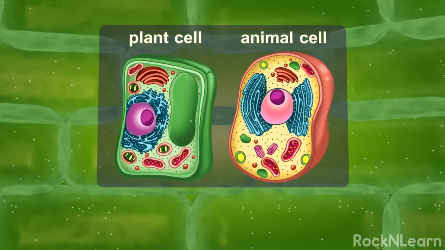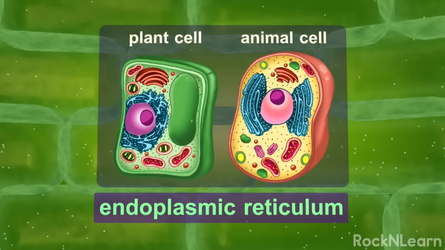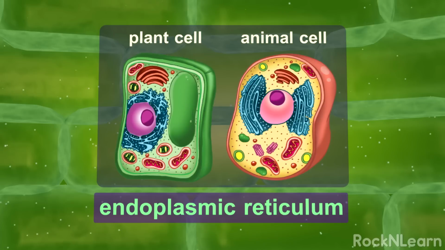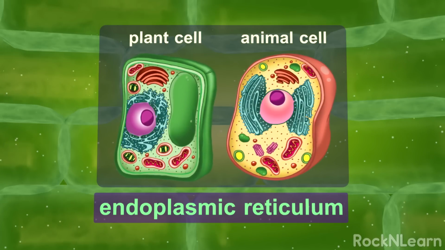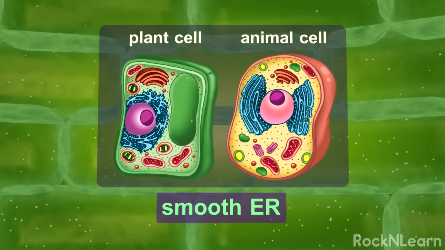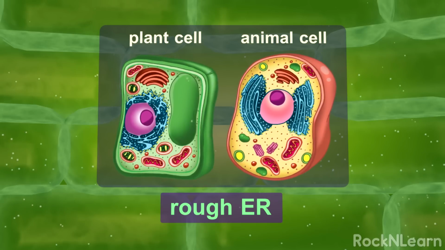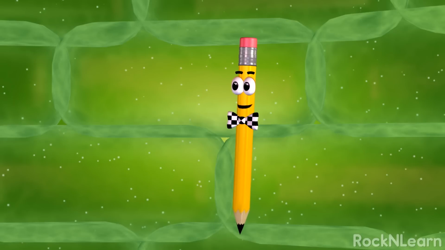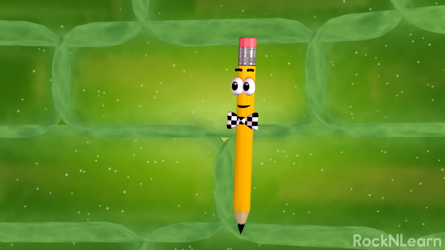The endoplasmic reticulum, or ER for short, is the transportation network. It takes the protein packages from the Golgi bodies and moves them to where they are needed around the cell. Some of the ER is smooth and some is rough. The rough ER has ribosomes on the outside. Both animal and plant cells get their energy from the mighty mitochondria.